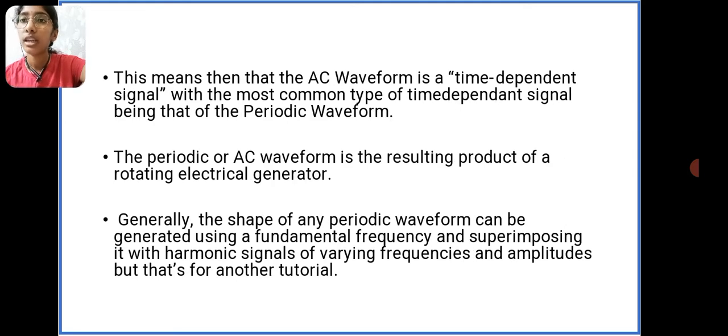This means then that the AC waveform is a time-dependent signal, with the most common type of time-dependent signal being that of a periodic waveform. The periodic or AC waveform is the resulting product of a rotating electrical generator. Generally, the shape of a periodic waveform can be generated using a fundamental frequency and superimposing it with the harmonic signals of varying frequencies and amplitudes, but that's for another tutorial.